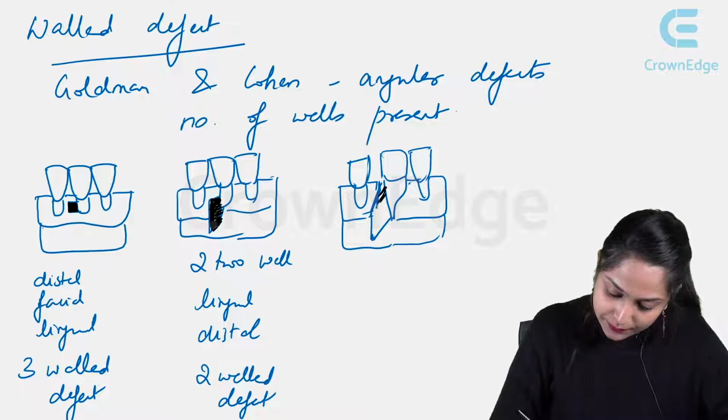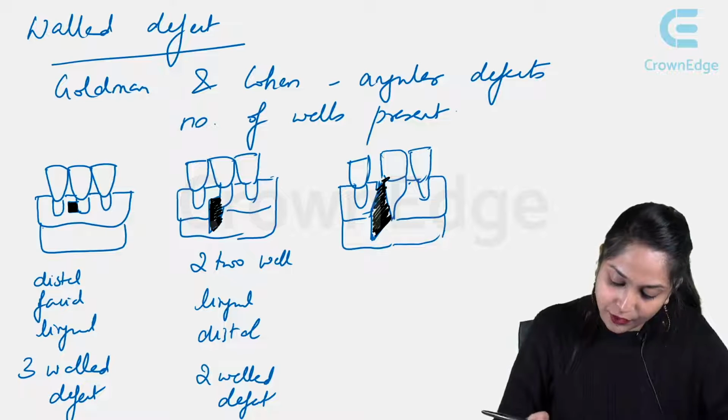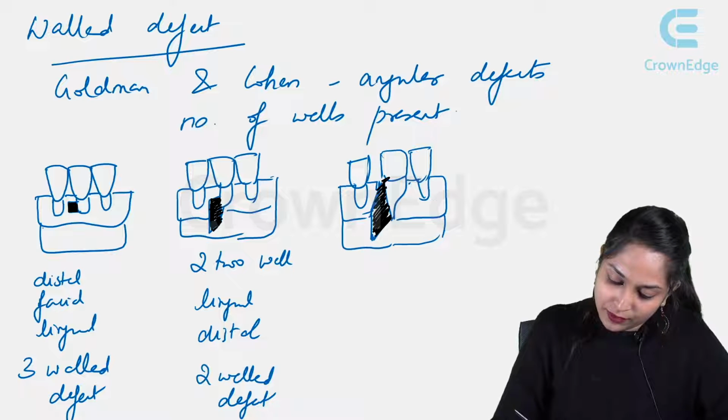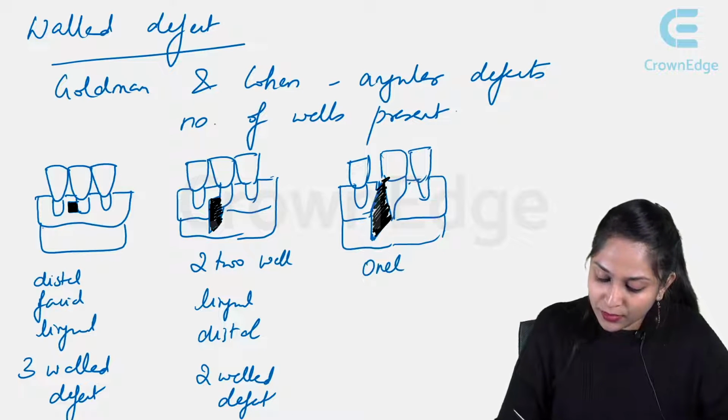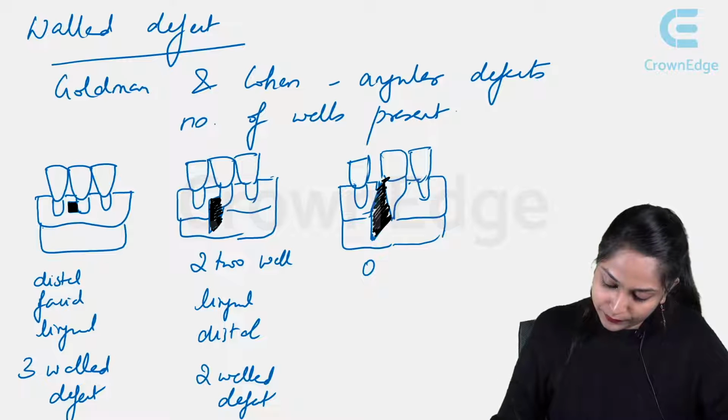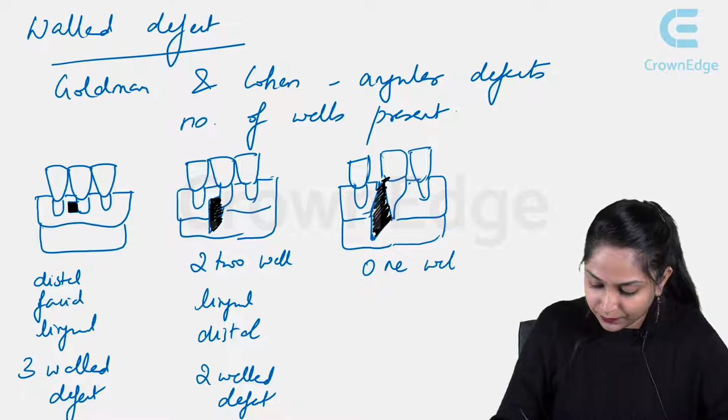Now look at this. That's a 1-wall defect. So the facial wall, the lingual wall and the mesial wall are missing. So what is the only wall that's present there? It's the distal wall. Only the distal wall is present.